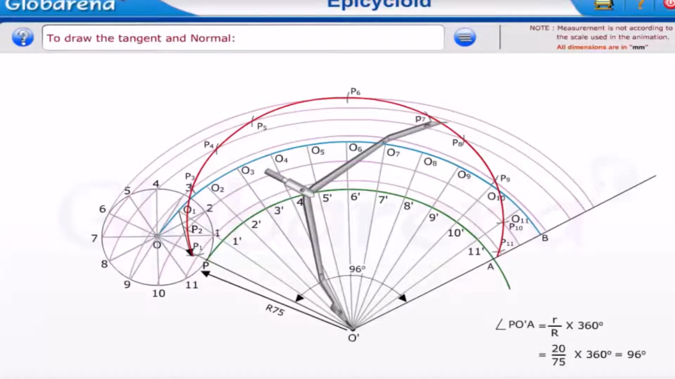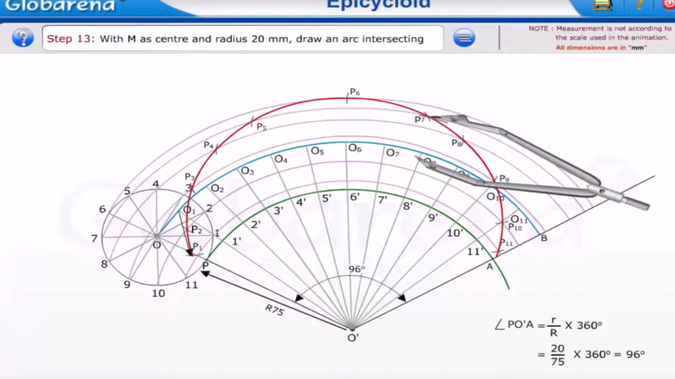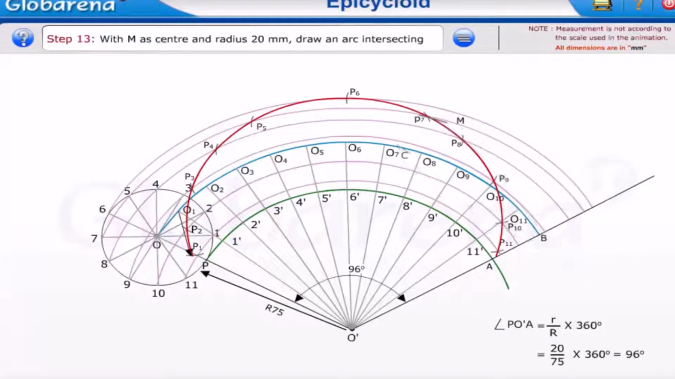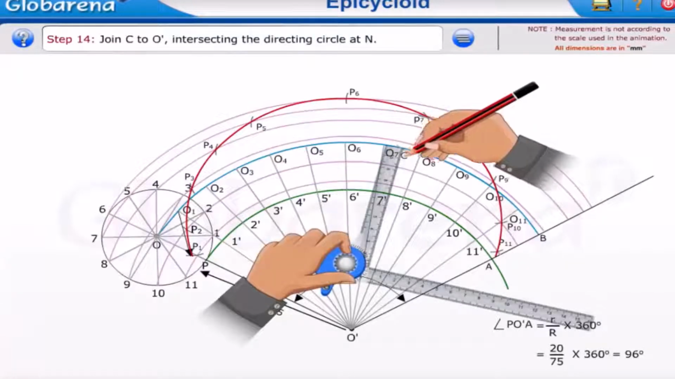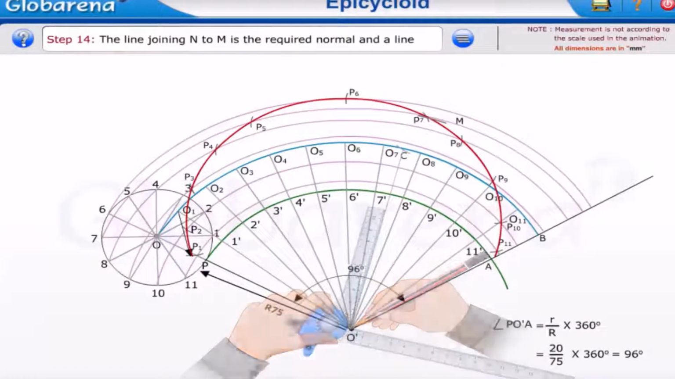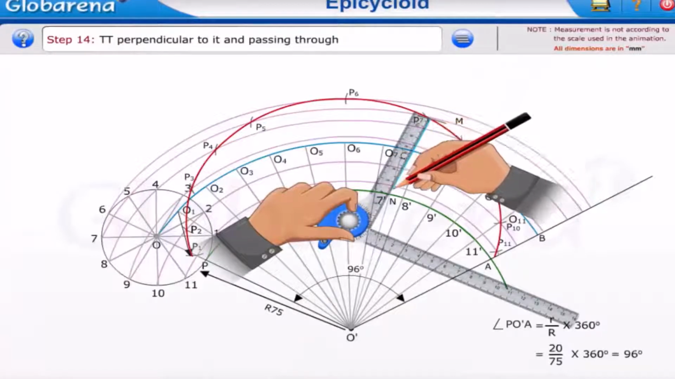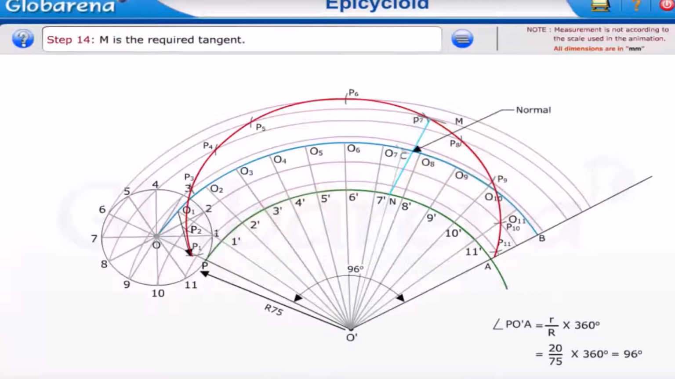To draw the tangent and normal, locate the point M on the curve, which is at 95 mm from the center of the directing circle. With M as center and radius 20 mm, draw an arc intersecting the locus of the center of the generating circle at C. Join C to O', intersecting the directing circle at N. The line joining N to M is the required normal, and the line TT perpendicular to it and passing through M is the required tangent.